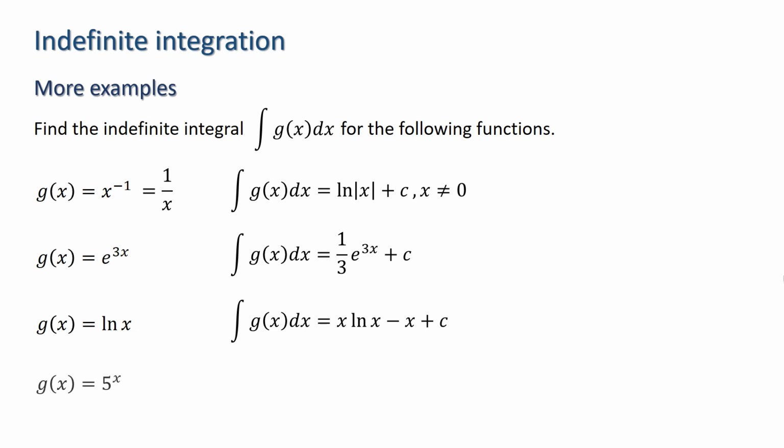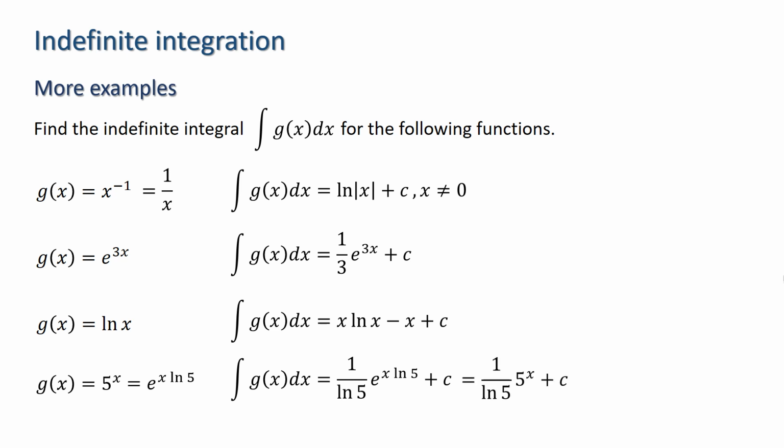Now, what about this function? Here we use our knowledge of logarithms and rewrite the function as e to the x ln 5. This is of the same form as the second example above, e to the 3x, but with the constant ln 5 instead of 3. The result is thus 1 over ln 5 times e to the x ln 5 plus c. And converting back to a power of 5, this equals 1 over ln 5 times 5 to the power of x plus c.